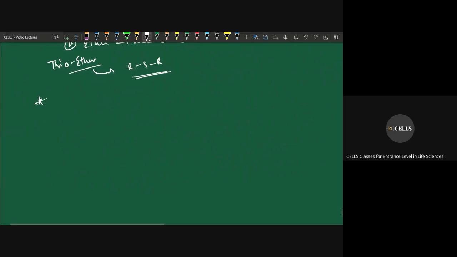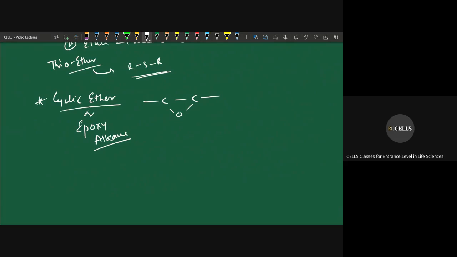Last point of today, that is a cyclic ether. This is a cyclic ether. This is also known as epoxy alkane. Like CH3, CH2, this is the epoxy group, and how many carbons are there? 3. So epoxy propane.